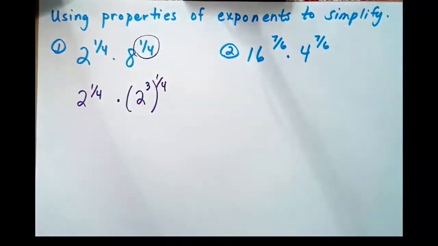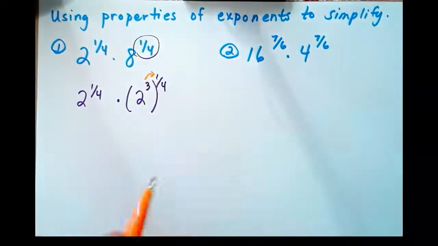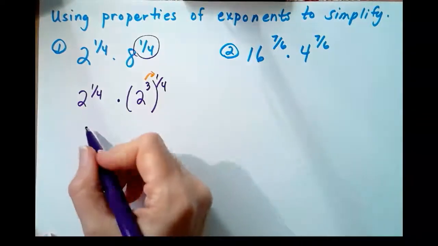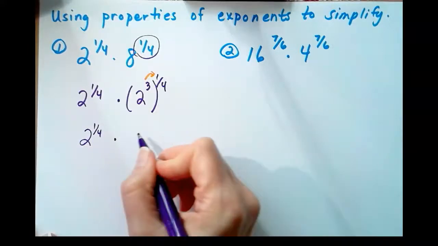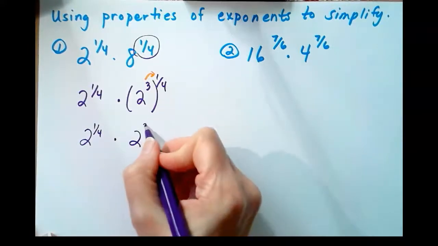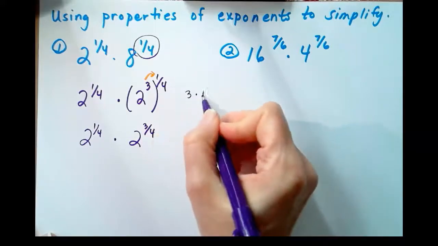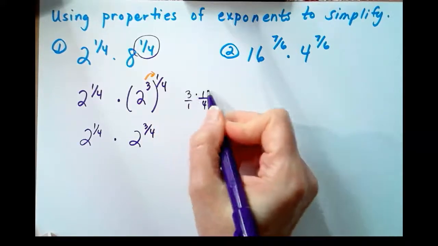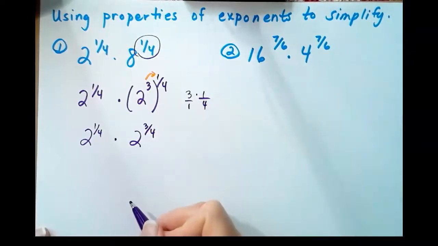So now we're going to use the power property, which says when we have a power being raised to a higher power, we multiply those powers together. So 2 to the 1/4 times 2 to the 3/4. 3 times 1/4, if you look at it, it looks like that. 3 times 1 is 3, 1 times 4 is 4. We get 2 to the 3/4.